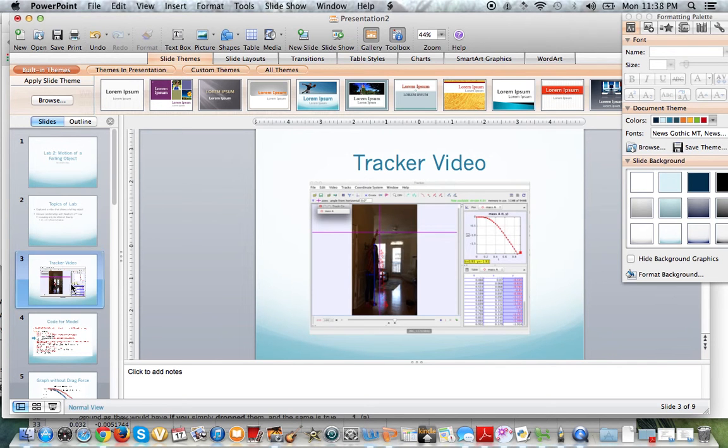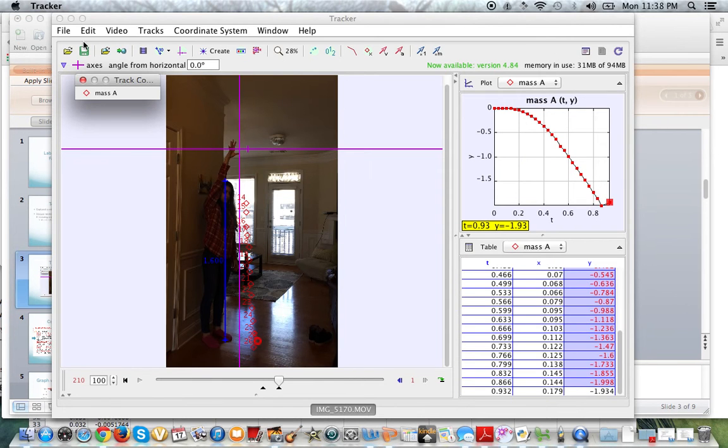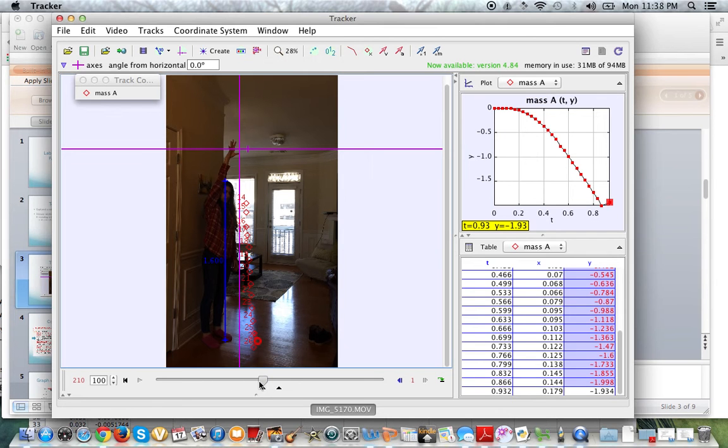The first thing that was used was the tracker video, and I will show you my video. This is what it looked like. As you can see, the ball is dropping from my hand. It's in slow motion.